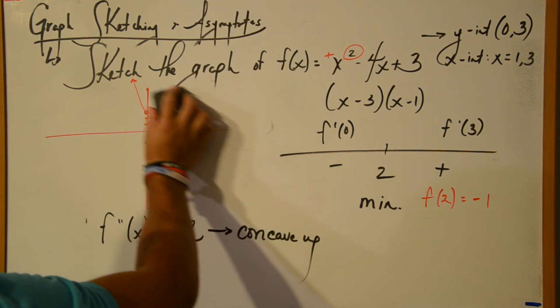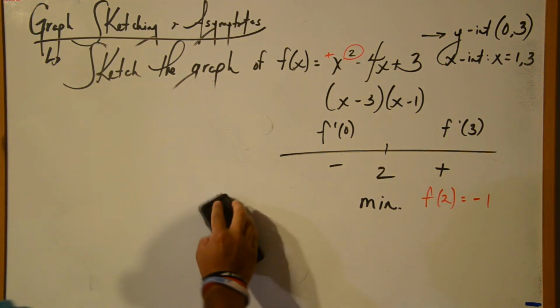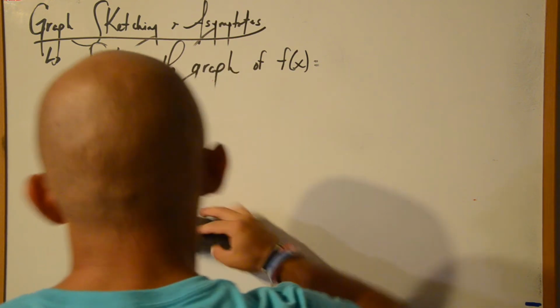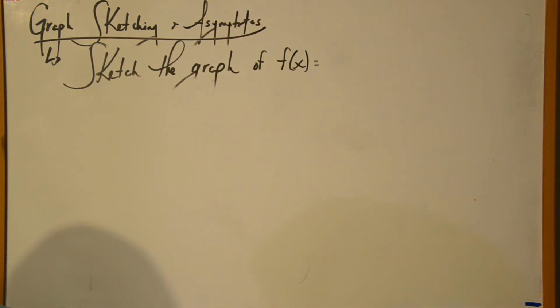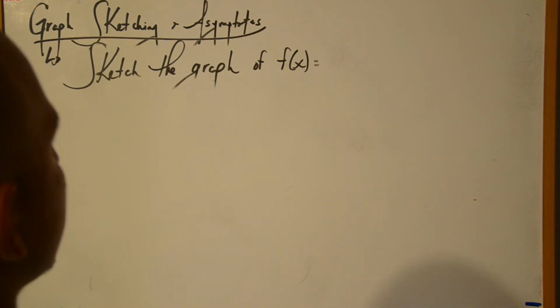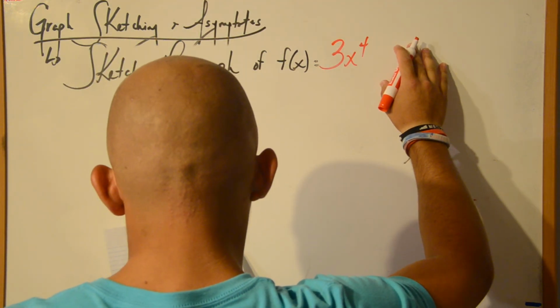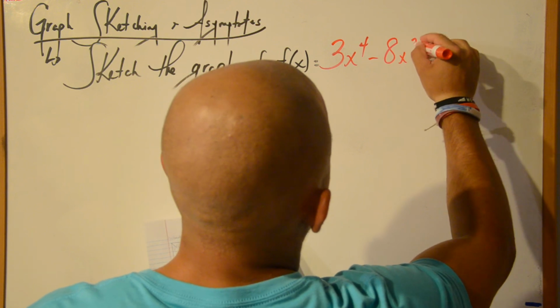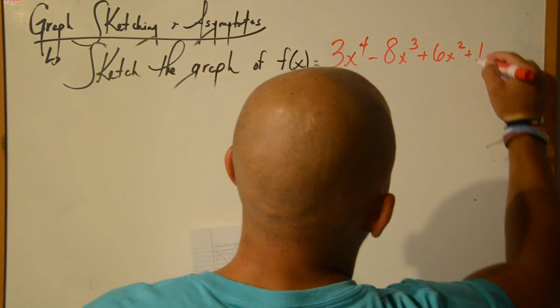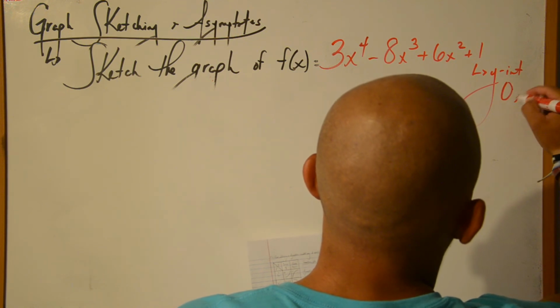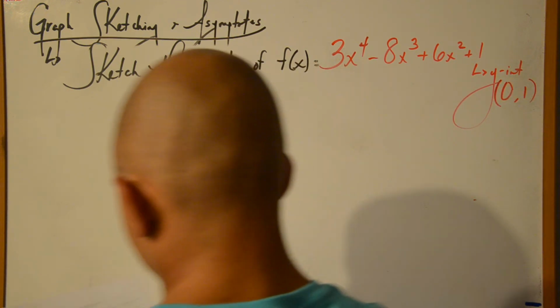If we were to alter the degree, let's say that we had a function that looked like this, 3x to the 4th minus 8x cubed plus 6x squared plus 1. We can clearly see we'll have a y-intercept at (0, 1).